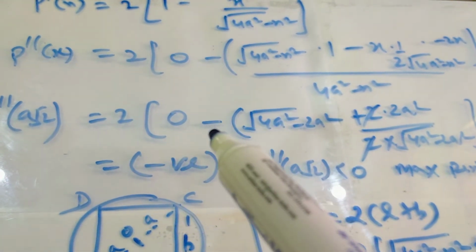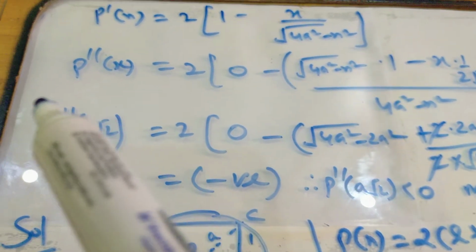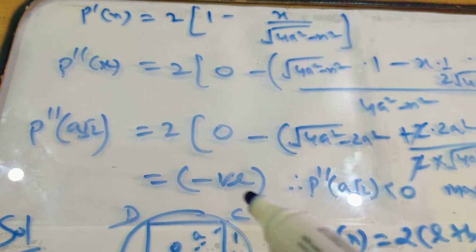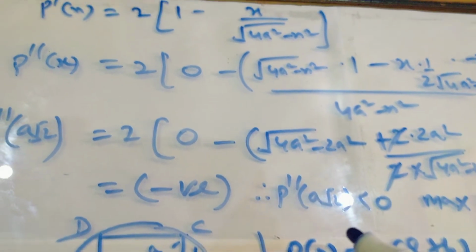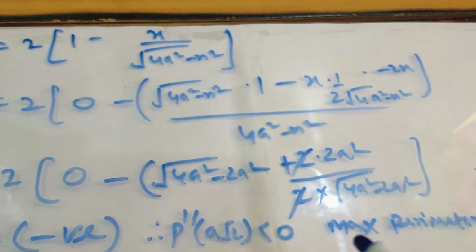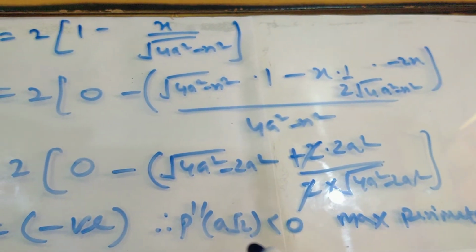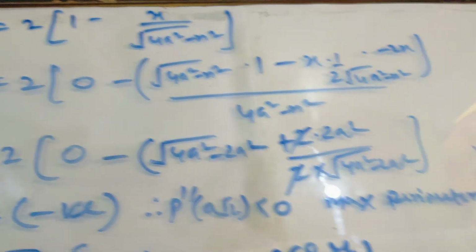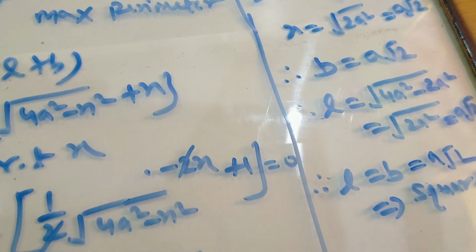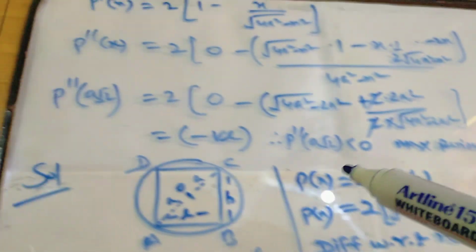So you see the negative sign is in front of it, meaning this complete double differentiation is negative. So you can say p double dash at a root 2 is less than 0. Hence the maximum parameter is there. So we have proved both things: the maximum parameter and the square. So this is the right way to solve such types of practical problems.